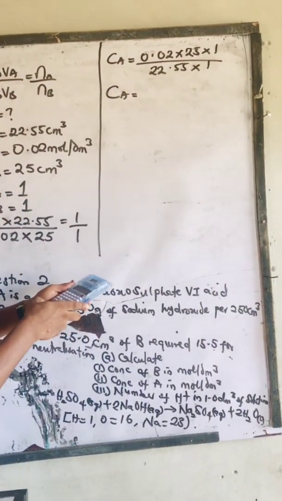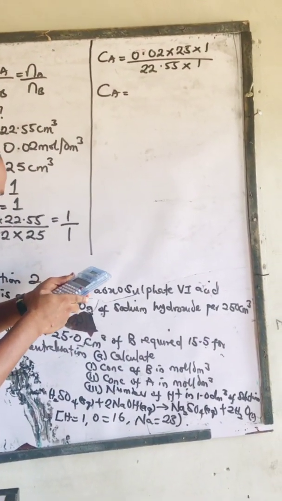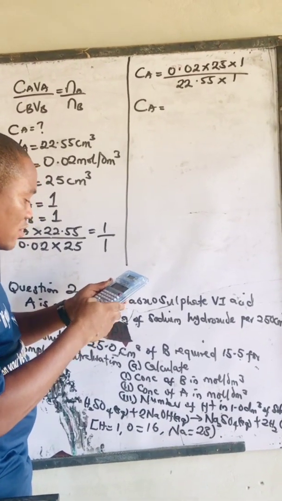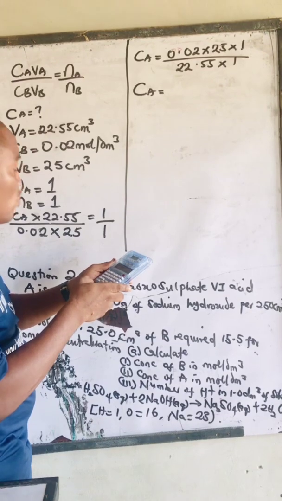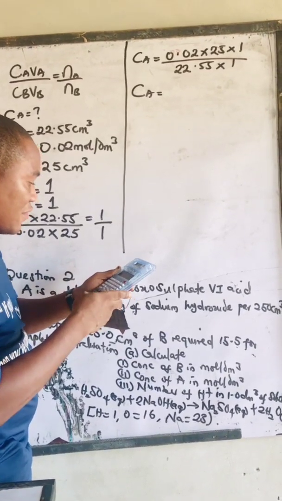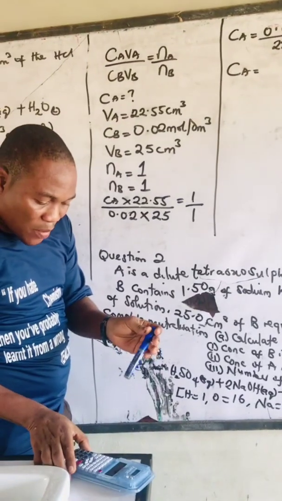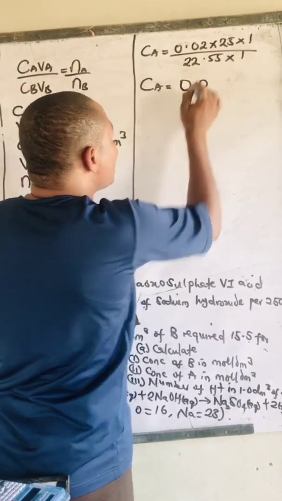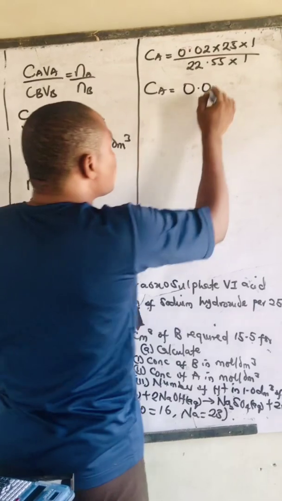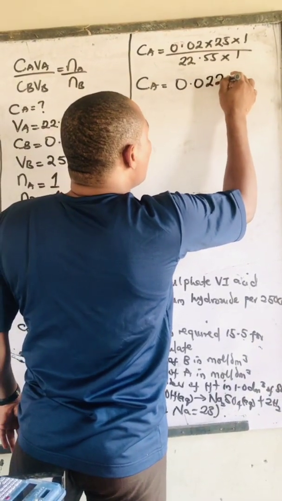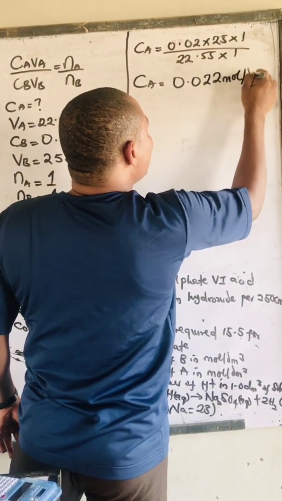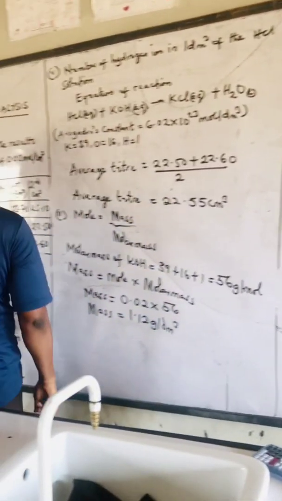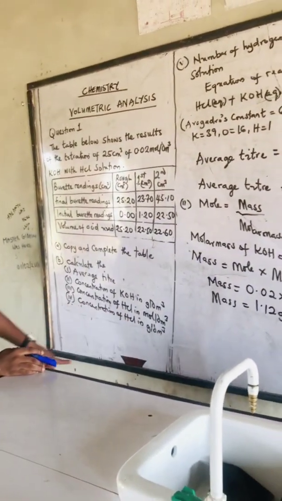Okay? So from there, use our calculator to get the value for our Ca now. Then we have 0.02 times 25 times 1 equals, divide by 22.55, approximately 0.022 mole per dm3. Okay? That's the concentration of our acid. That's the concentration of our acid in mole per dm3.